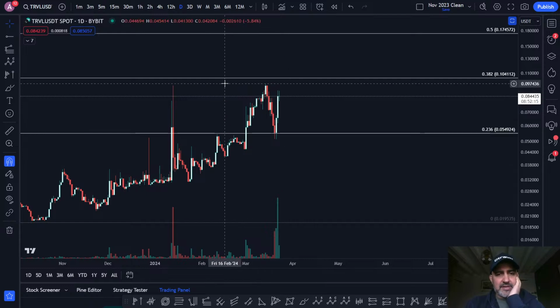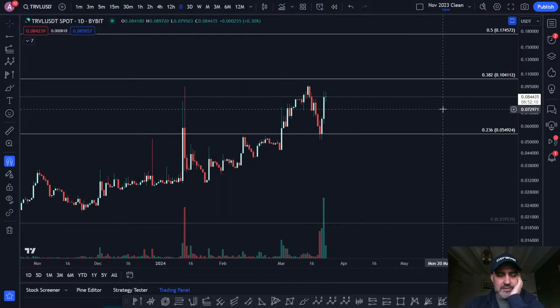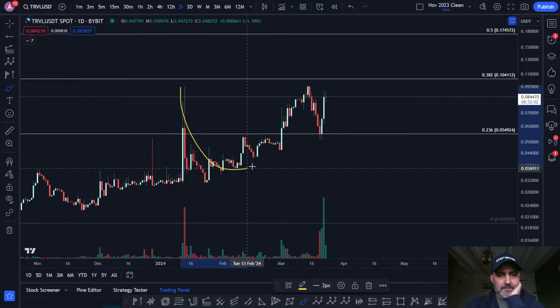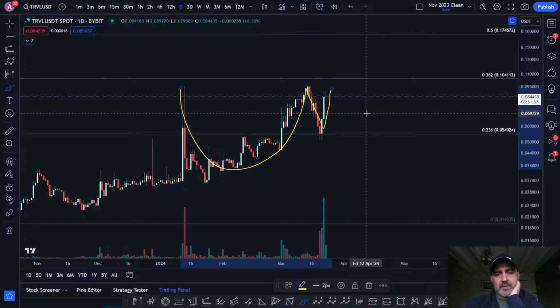We are creating some kind of flat top triangle here, and actually the idea I had, separate from this EW count, was the idea of a teacup and handle. So I think we're developing a higher time frame teacup and handle pattern here. And if people aren't familiar with teacup and handle patterns, I'm going to quickly copy it from the internet, put it on, and show you.